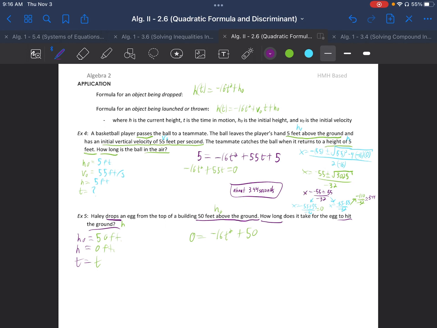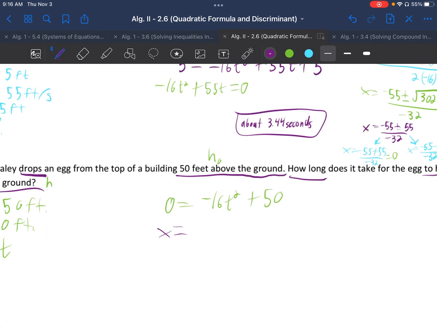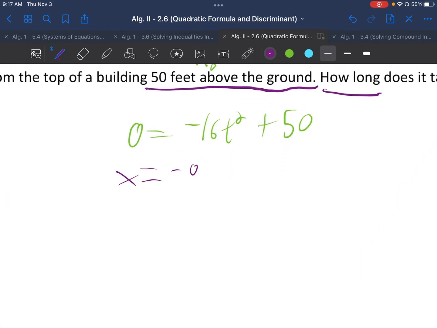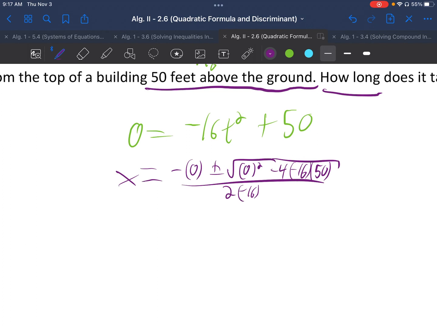Now you can also solve this one by square rooting if you'd rather, just so you know. x equals, I'm going to zoom in here, negative of 0, because there's no b, plus or minus the square root of 0 squared minus 4 times negative 16 times 50, all over 2 times negative 16. x equals plus or minus, because you don't need to write the 0 first, the square root of 3,200 over negative 32.